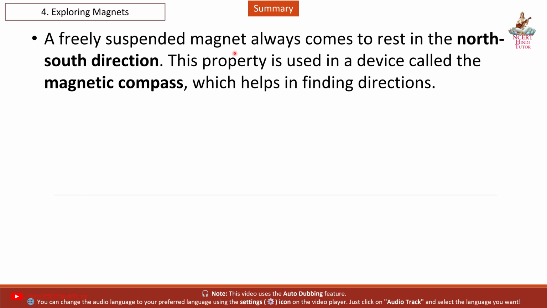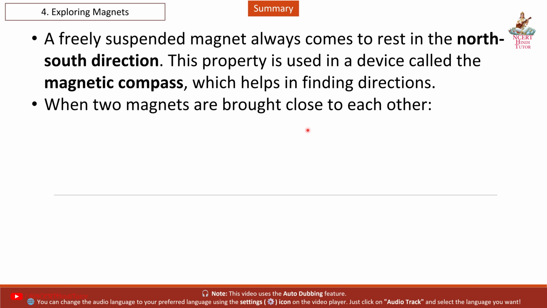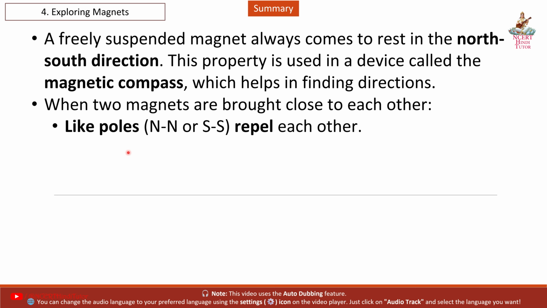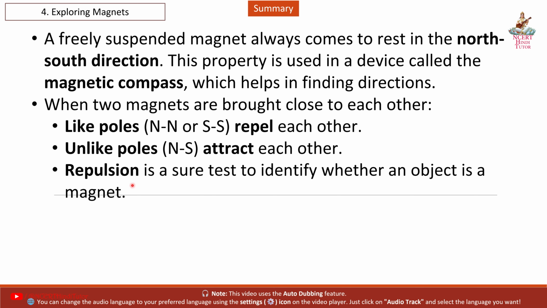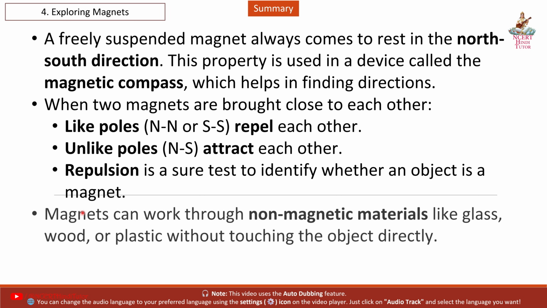A freely suspended magnet always comes to rest in the north-south direction. This property is used in a device called the magnetic compass, which helps in finding directions. When two magnets are brought close to each other, like poles, north-north or south-south, repel each other, and unlike poles, north-south, attract each other. Repulsion is a sure test to identify whether an object is a magnet. Magnets can work through non-magnetic materials like glass, wood, or plastic without touching the object directly.